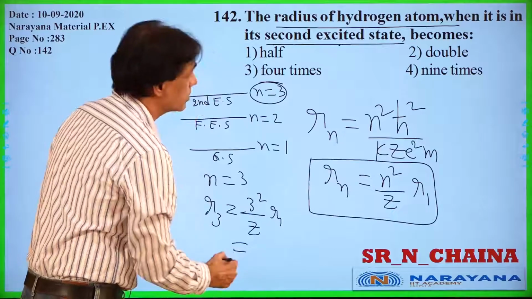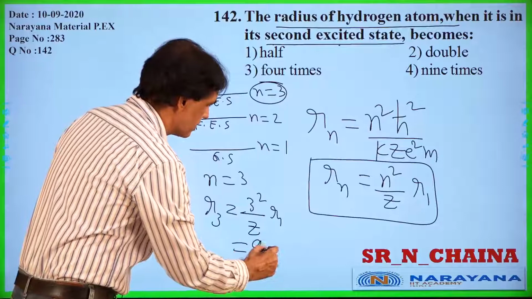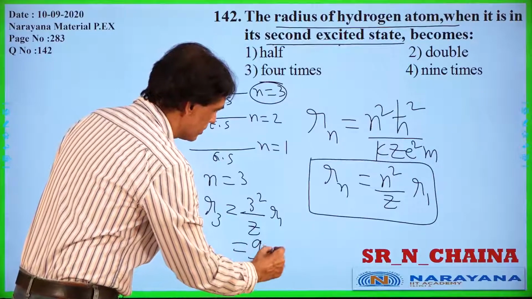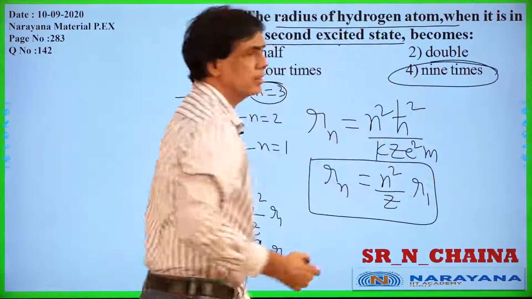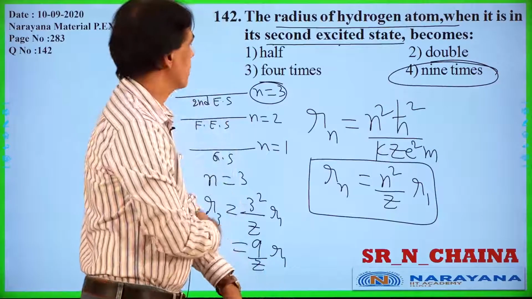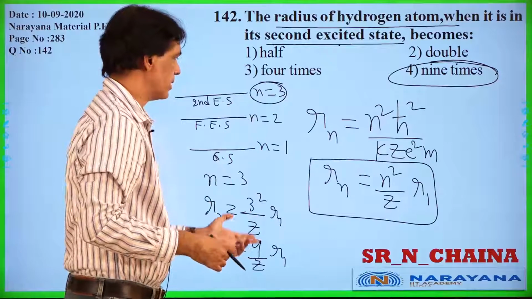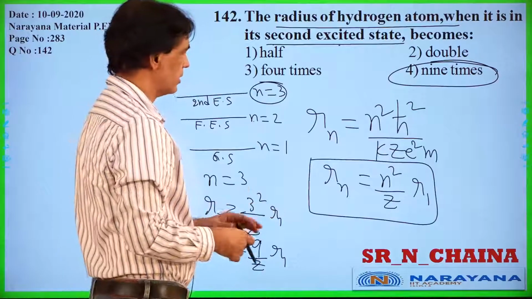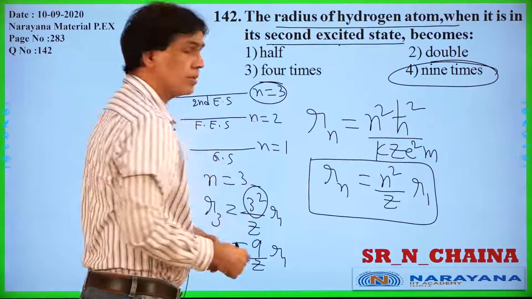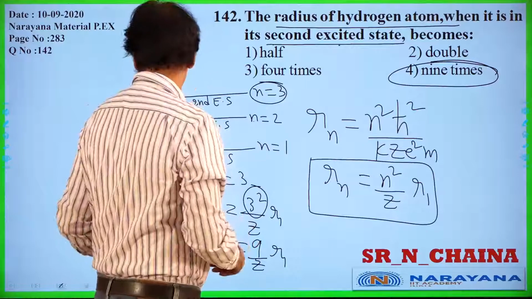So therefore it becomes 9 times R1, okay? So this is the correct answer. For the second excited state it becomes 9 times. For this, 4 times. Okay, so it is directly proportional to n square, that's it. So that's all. Hope it is clear.